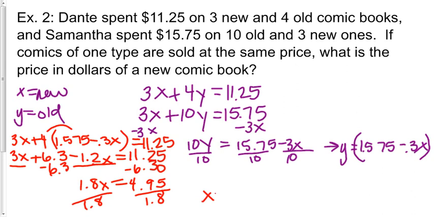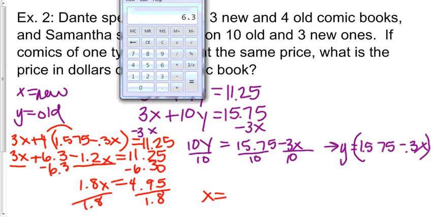Okay, so 4.95 divided by 1.8. Let's check it out. 4.95. Oh, that didn't work. Okay, let me try this again. 4.95 divided by 1.8, and we get $2.75.